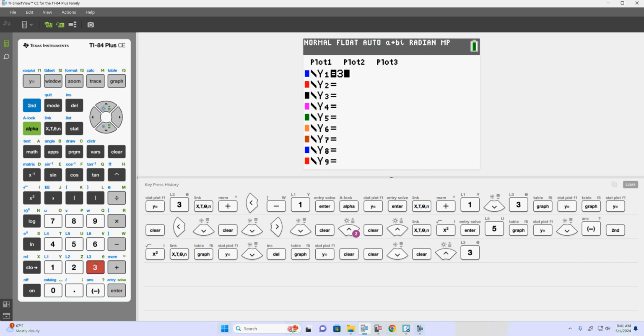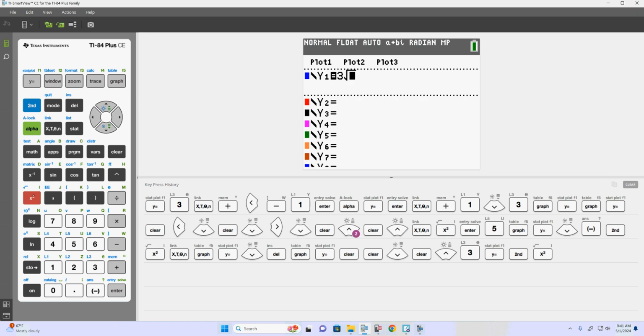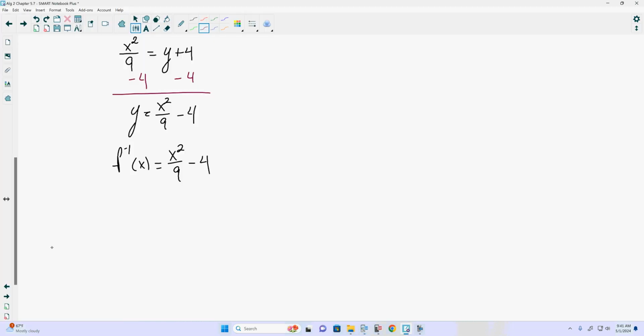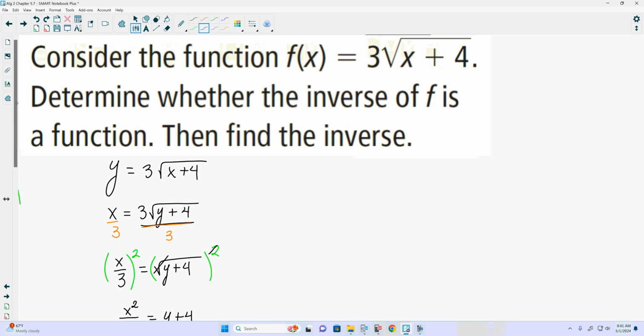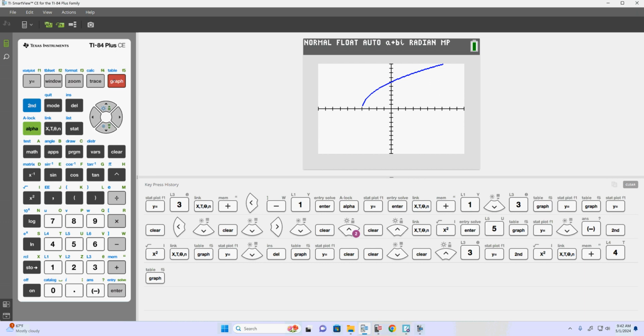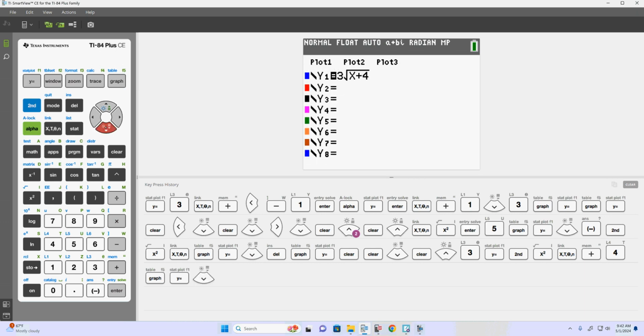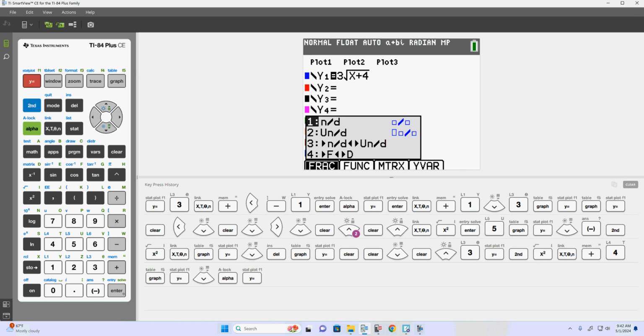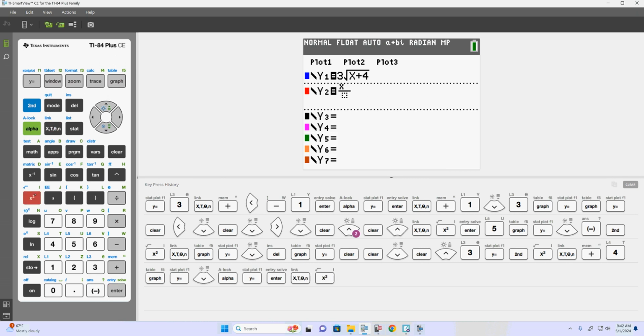Because our starting function was 3 square root of x plus 4, yes? Make sure I'm right: 3 square root of x plus 4. Okay. Graph. We have this here, yes? Now, the inverse that we found equals x squared over 9 minus 4.